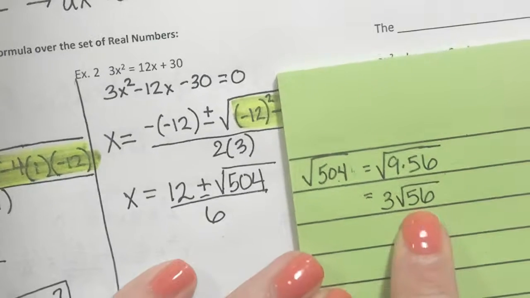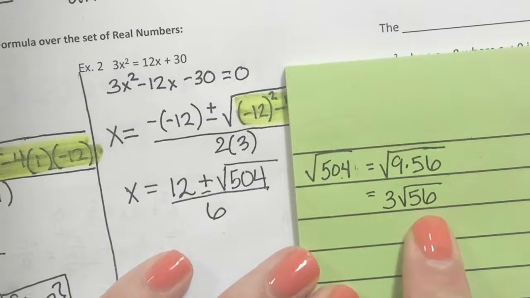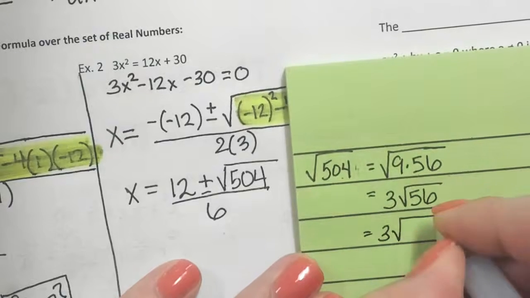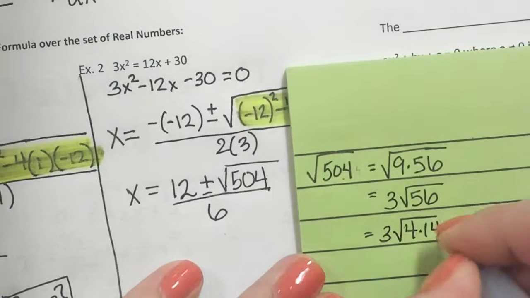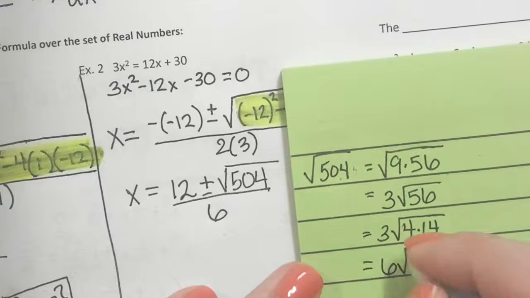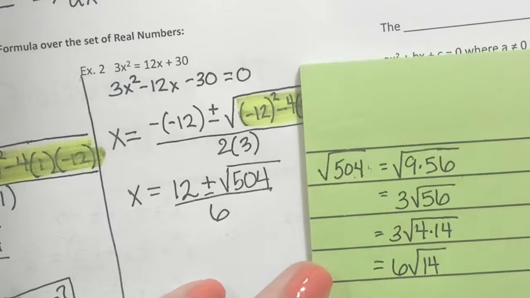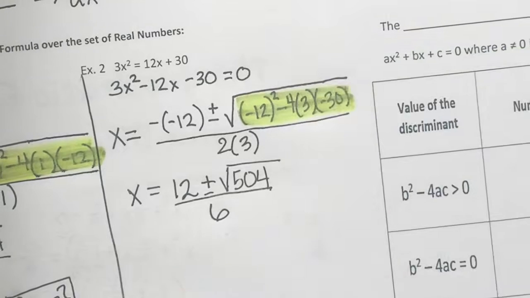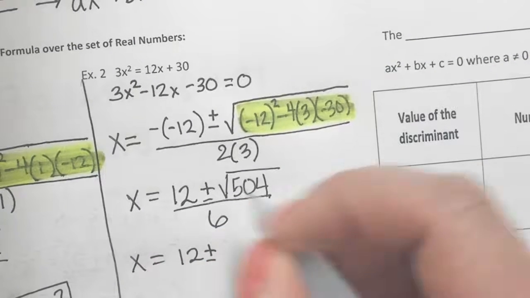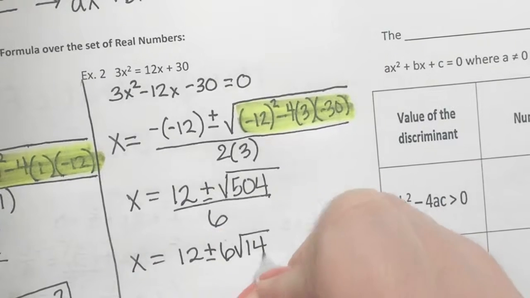Now, let's look at 56. Is there a perfect square factor inside of 56? It's 4. 4 times 14? So 3 times the square root of 4 times 14. And the square root of 4 is 2. And there's no perfect square factor inside of 14, right? So it's just 6 root 14. So x equals 12 plus or minus. That beats drawing a giant tree, right? That's why I want to get away from the trees, because they take up a lot of space and time.